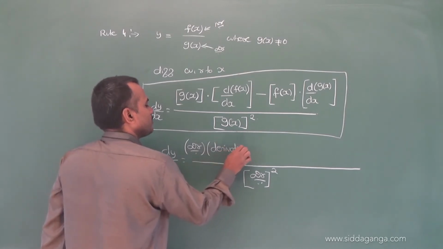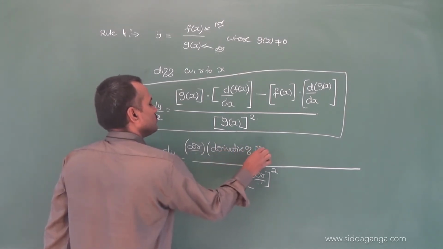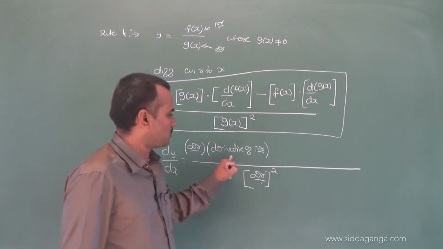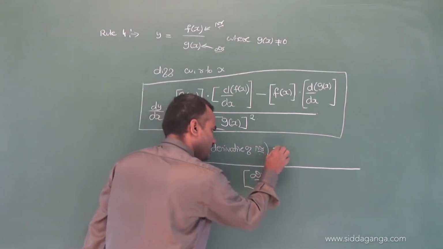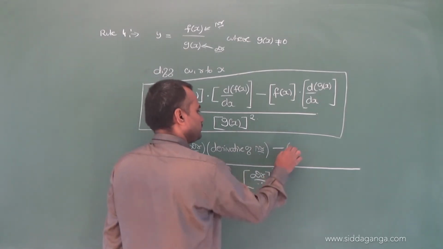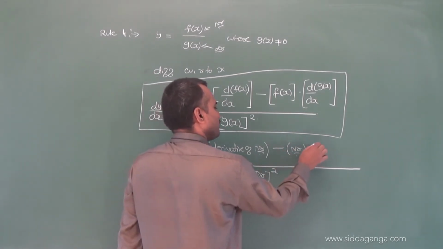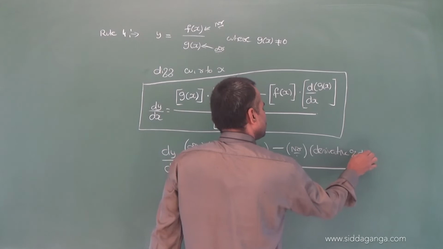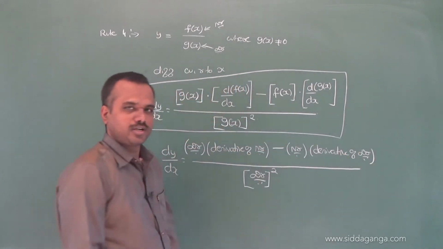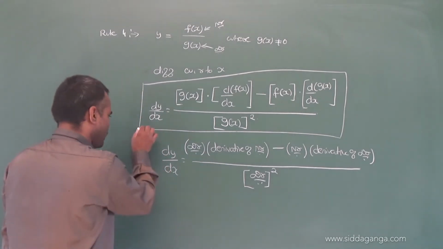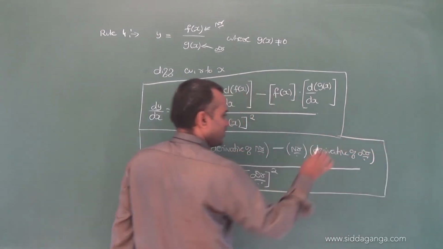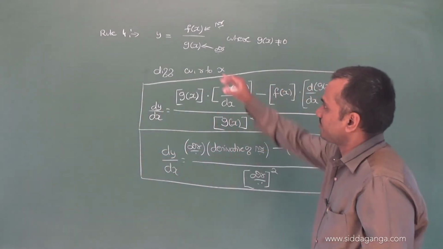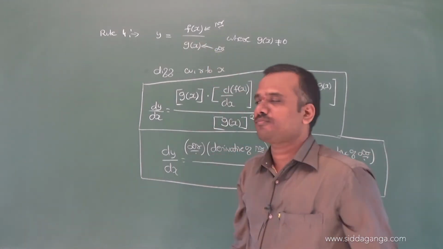Derivative of numerator. Denominator into derivative of numerator minus numerator into derivative of denominator. Once again I explained the quotient rule. This is the last rule.